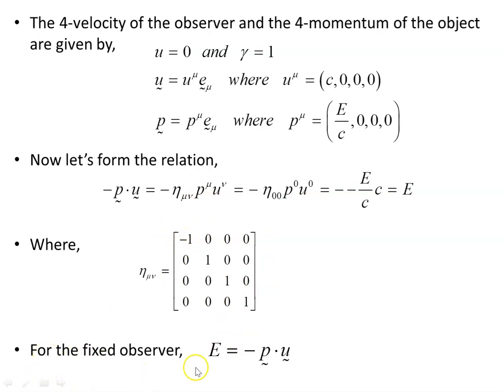So for our fixed observer, fixed in the frame S, we can say that the observer can attribute to the mass, the red mass we saw earlier, an energy equal to minus P, the forward momentum of the object, dotted with the forward velocity of the observer.